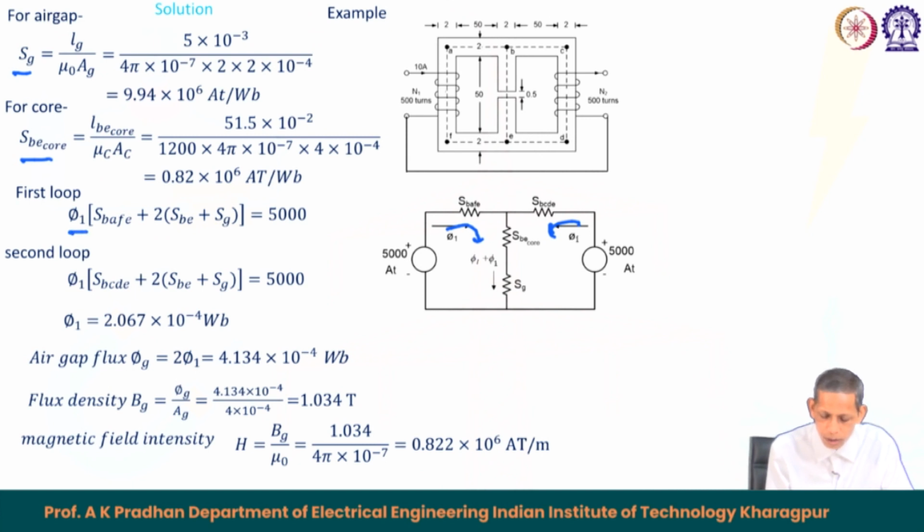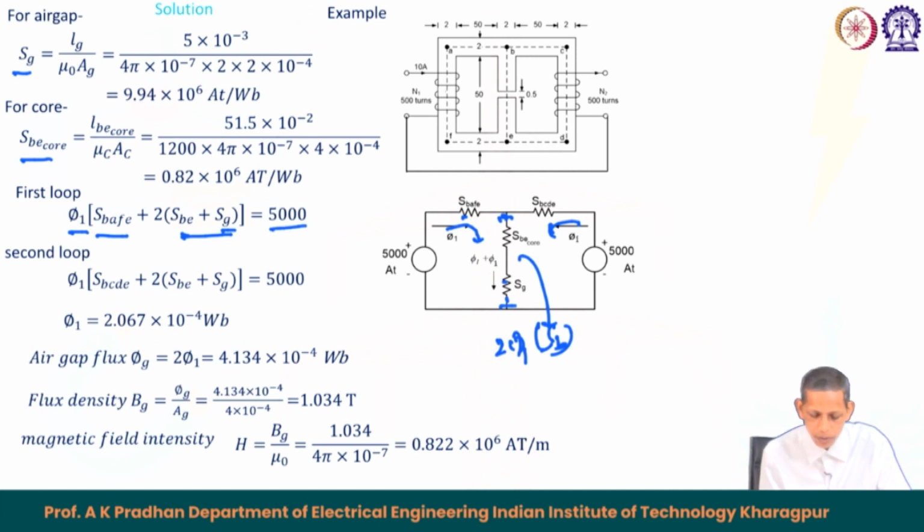So, phi 1 into this loop, phi 1 into S B A F from here to here, this part, and then the common path is S B S G, and because there also the phi 1 plus phi 2, phi 1 plus phi 1, 2 phi 1 into the ampere turn required is 2 phi 1 into this corresponding S of S B part, this part. So, therefore, 2 into this into phi 1. So, this becomes equals to 5000 ampere turn.